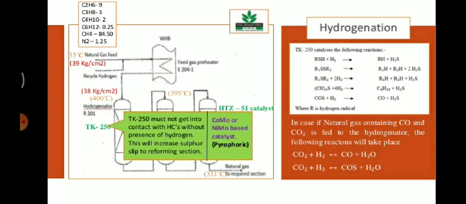In the hydrogenation part, the example is given for 39 kg per square centimeter and a temperature range for the hydrogenator. The gas must be brought into contact with the catalyst in the presence of hydrogen, otherwise this will increase sulfur slip to the reforming section. On the right-hand side, the reaction is given.